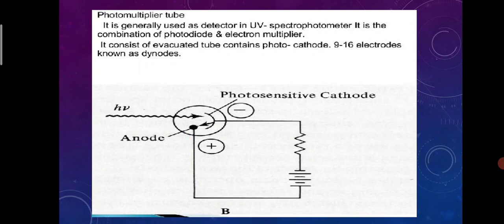which creates some amount of current. This small current signal is recorded by using these readout devices. This is the principle of photomultiplier tubes.